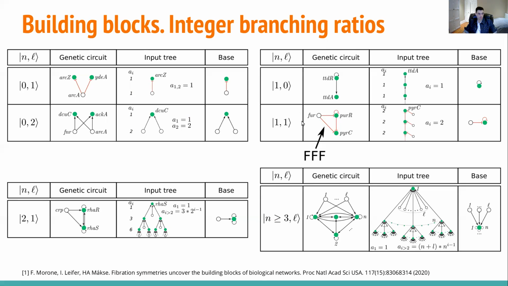And one more thing I want to talk about here is the 2-1 circuit. Here there is 1 regulator, feedback loops and back and forth links. And what happens with the input tree is that it keeps branching every layer. So N is equal to 2, 1 regulator, and in the general case N is equal to 3, and N is bigger than 3, and then there is L. So this is a more general case.